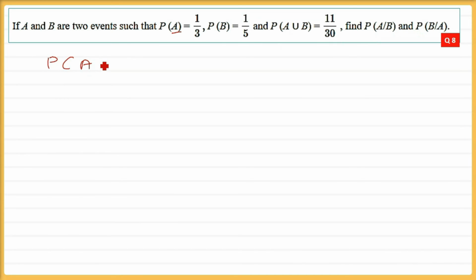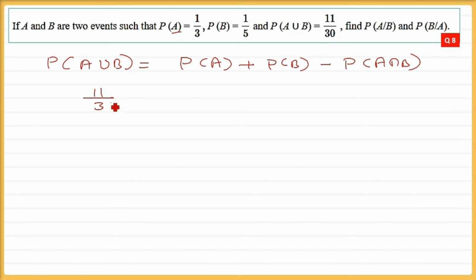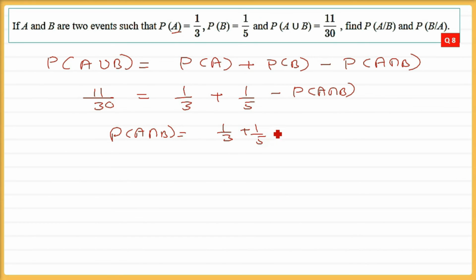So for A union B, this formula is very important. P(A union B) is P(A) plus P(B) minus P(A intersection B). So P(A union B) is already known, 11 by 30, P(A) is 1 by 3, P(B) is 1 by 5, and P(A intersection B) has to be computed. So P(A intersection B) will be 1 by 3 plus 1 by 5 minus 11 by 30. This is very basic mathematics. Let me write the final result of this one, 1 by 6. I hope you'll be able to do this.